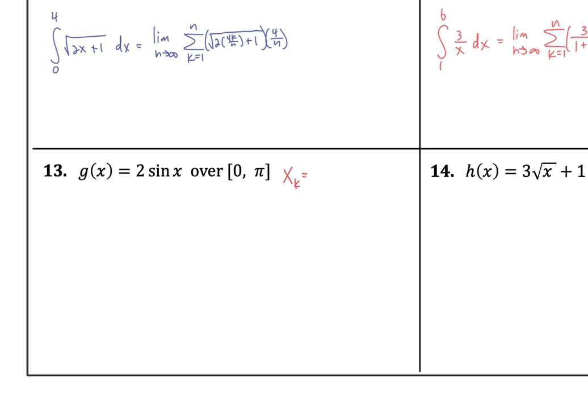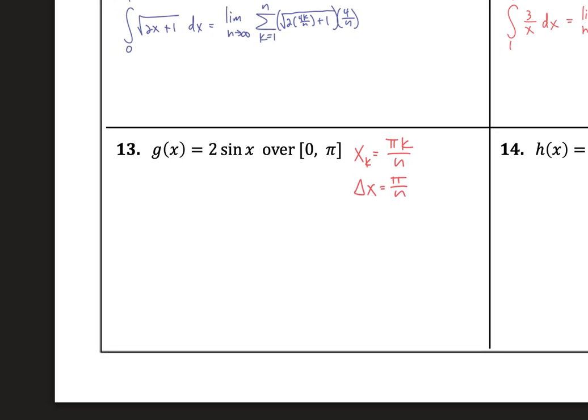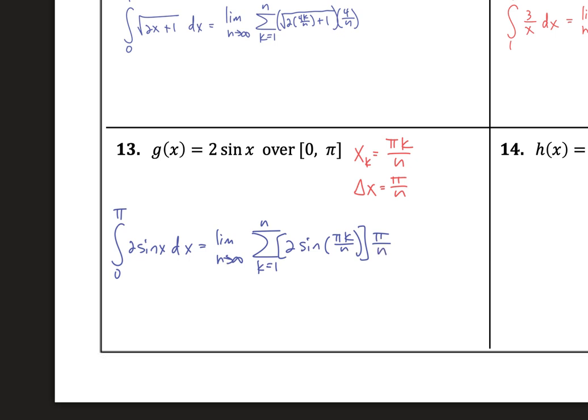Okay, a is 0, so that's 0 plus. B minus a is pi. That's pi k over n. Delta x is just pi over n. Okay, so our integral will go from 0 to pi of sine x dx. So it'll be 2 sine, instead of x, we'll write xk. And then put the b minus a over n on the outside.